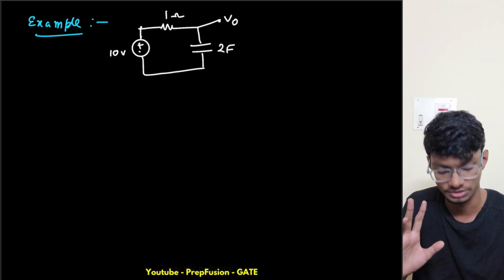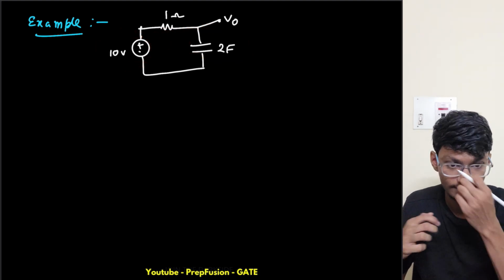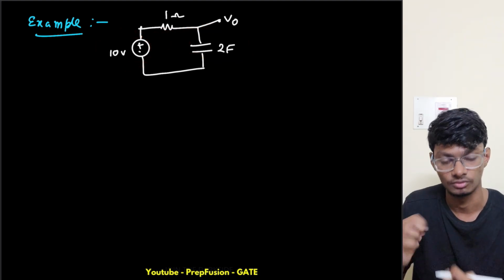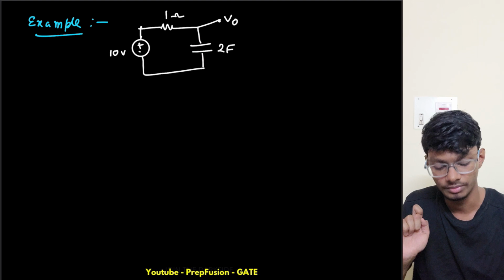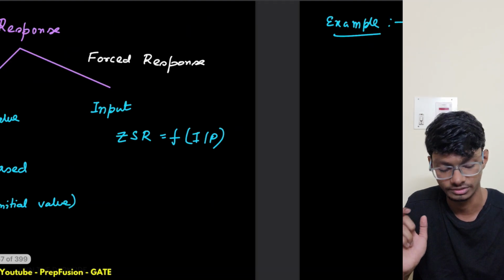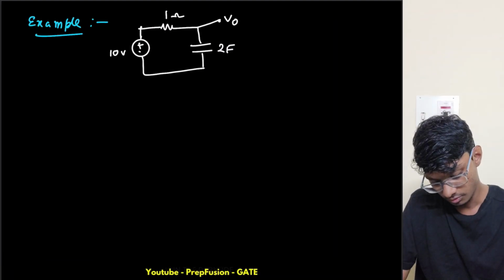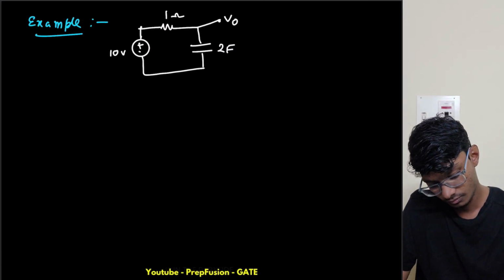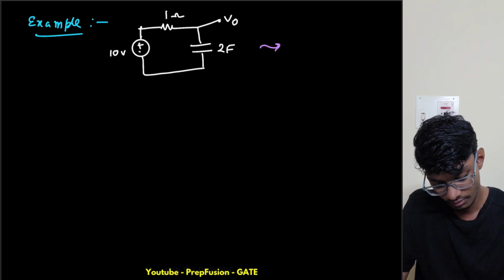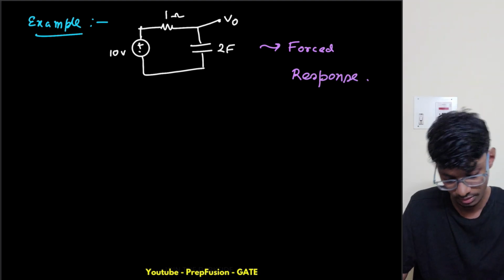It is the forced response, because I am giving it some input, but my state variable, the voltage, doesn't have any initial condition. Okay, hence it will be the zero state response, or we can say the forced response, right? Now this is the forced response.